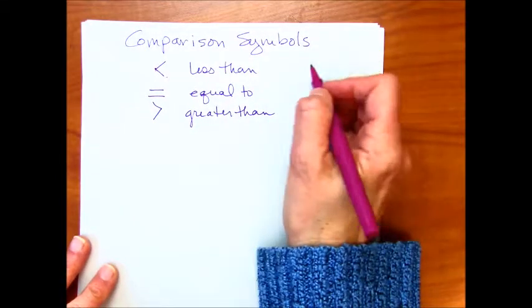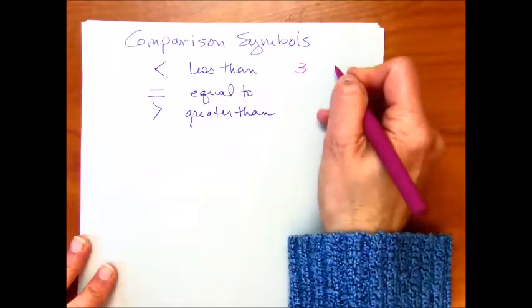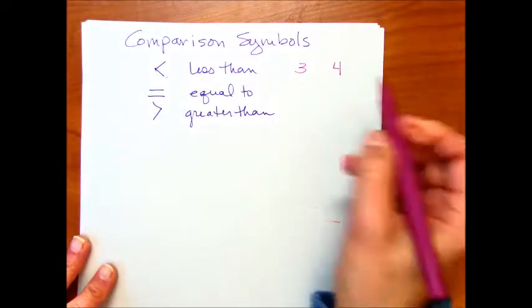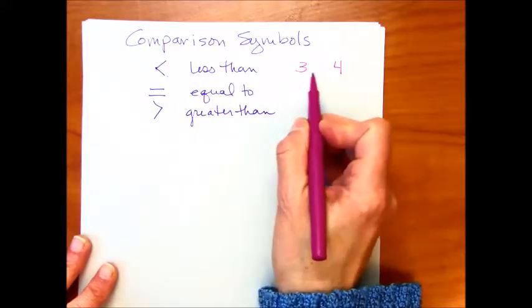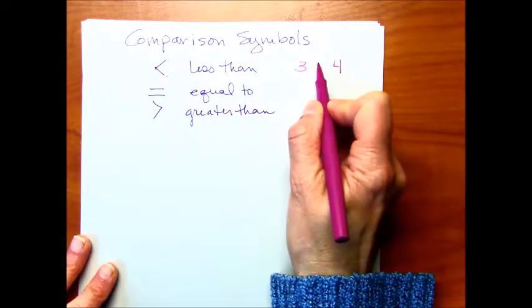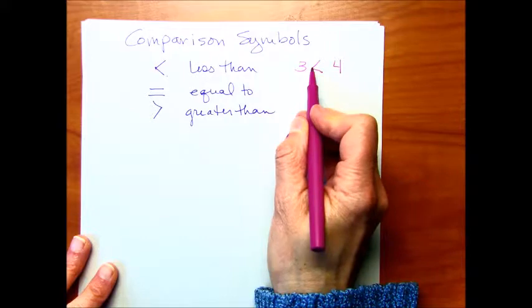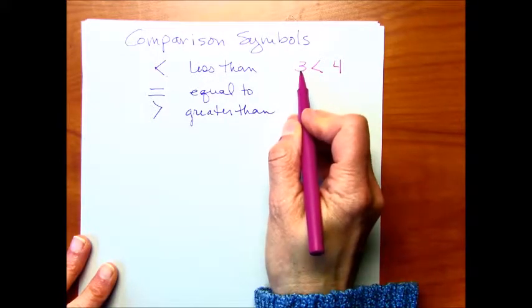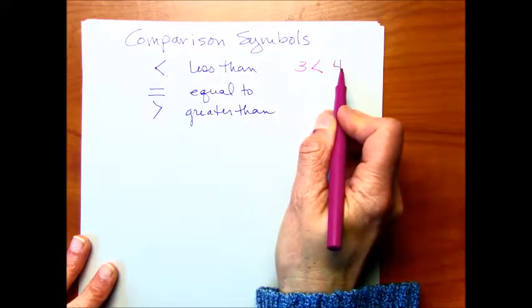And so if we have a number like 3, and we're comparing that to, say, 4, we know that 4 is the larger number. And if we go from left to right, the 3 is going to be less than 4. So, 3 is less than 4. Notice the point is directing you to the smaller number. The larger opening is facing the larger number.